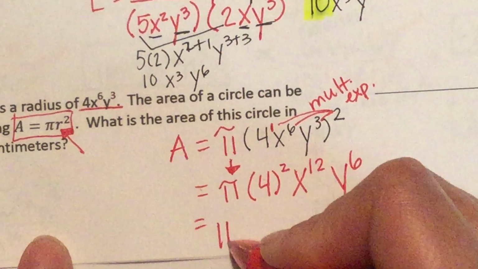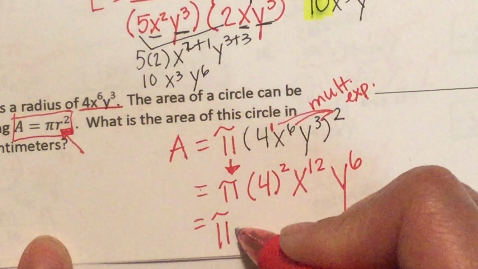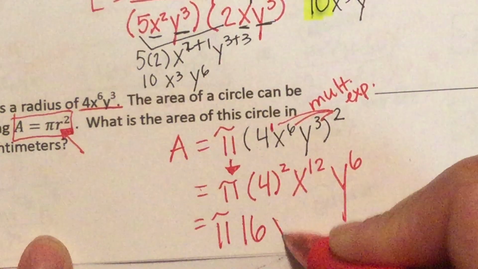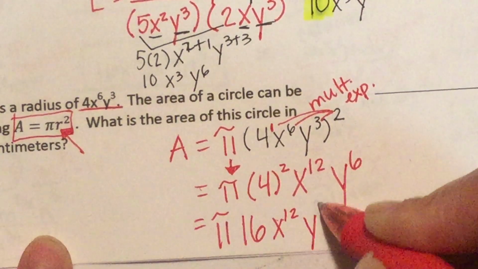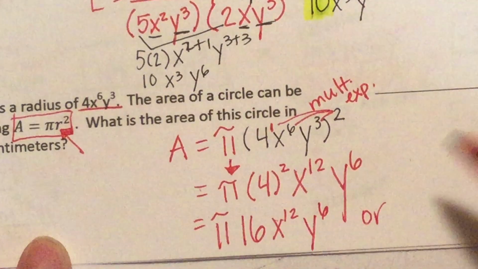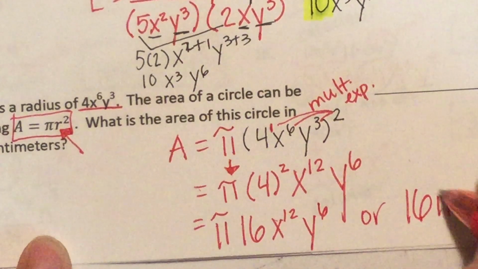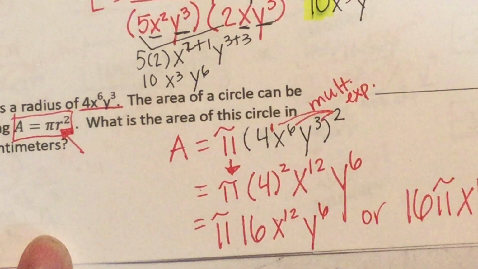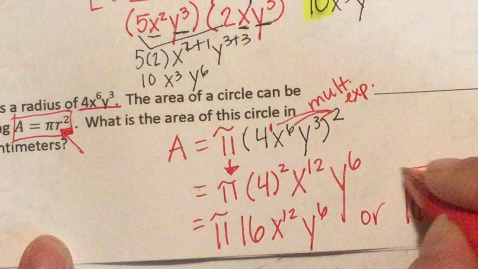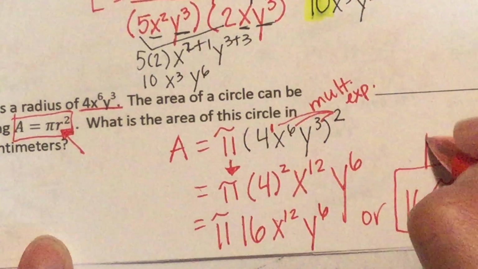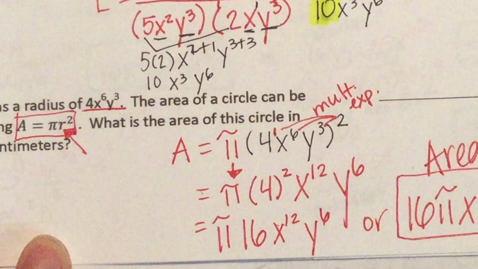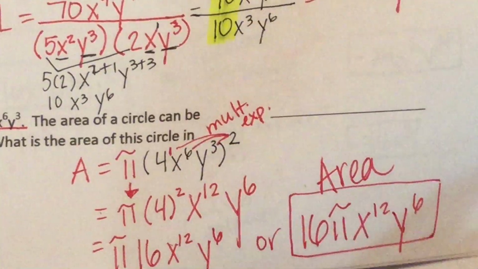You're going to leave pi the way it is. 4 squared is 16. X to the 12th power, y to the 6th. Another way to write it is 16 pi x to the 12th, y to the 6th power. This is the area of the circle. And you're done.